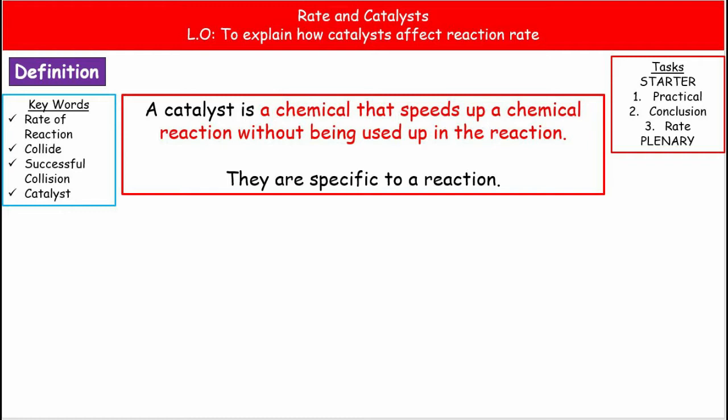So it's a chemical that's going to speed up the rate of a reaction without being used up in the reaction itself. And the other key point we need to remember is that they are specific to a given reaction. We can't use one catalyst for every reaction. We have to have a specific catalyst for a specific reaction. And if we want to catalyze a different reaction, we're going to need a different catalyst to do that.